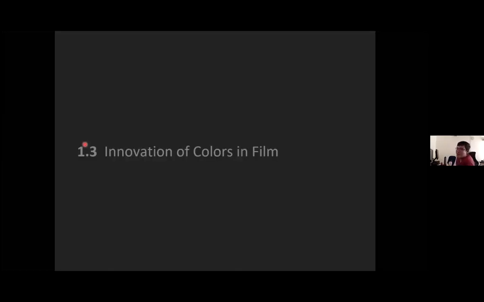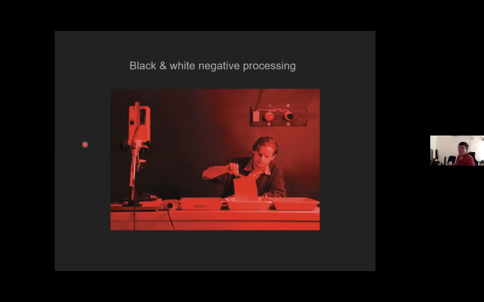Chapter 1.3, innovations of colors in film. Okay, big word, innovation. But trust me, it's going to be fun. Okay, so first, long time ago, there's only black and white negative processing. So all the films, all the movies that we watched last time have no color. Okay, to those youngsters that have never seen black and white film, go and search on Google what are the black and white films on YouTube and stuff like that, go and watch, okay? They're very interesting, all right?